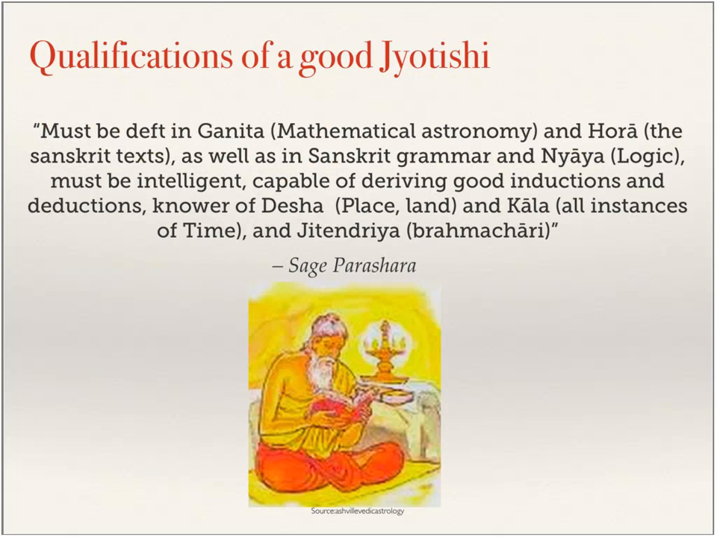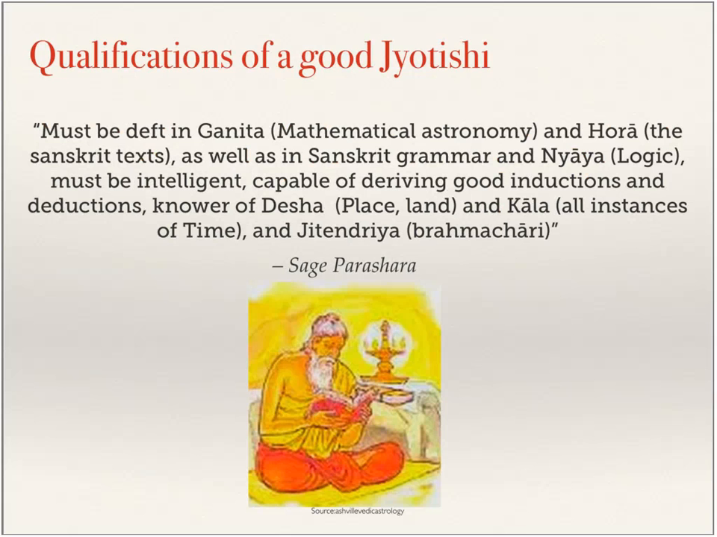Okay, getting into this: qualifications of a good Jyotishi. Sage Parashara says that a good Jyotishi must be deft in Ganita, which is mathematical astronomy, and Hora, which are all the texts essentially, as well as Sanskrit and grammar, and Nyaya, logic. Must be intelligent, capable of deriving good inductions and deductions. And this is really key.